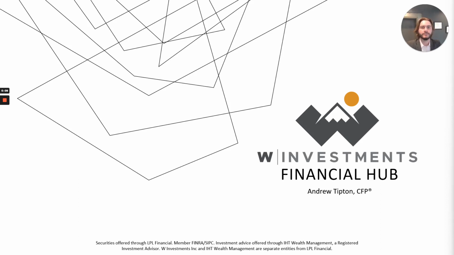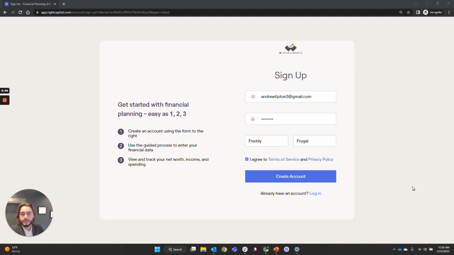Today I wanted to take a quick moment to introduce you to our new tool that we'd like to call the Financial Hub. If you navigate to our homepage at winvestmentsco.com, you'll see a button called Financial Hub. Selecting that button will redirect you to this link here for a sign-up page through Right Capital. Right Capital is the financial planning software that we're now using in our office and also gives us the ability to provide this tool for free for existing and non-existing clients.